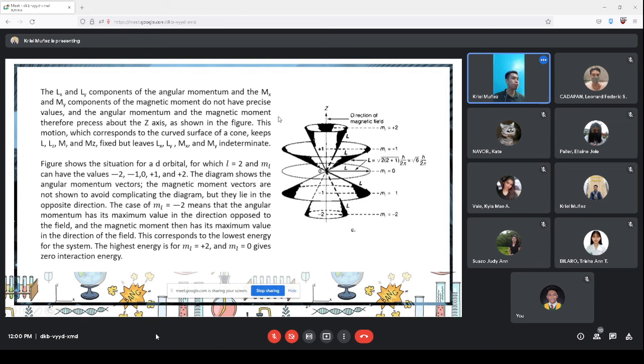This motion, which corresponds to the curved surface of a cone, keeps L sub z, M, and M sub z fixed, okay? But leaves L sub x, L sub y, M sub x, and M sub y indeterminate, right? All because, class, we know for a fact na kung ang L sub z natin ang tinitingnan, kasi yung z-axis, we know for a fact na sa Hamiltonian operator natin, sa L square natin, siya ay commuting. And hindi siya commuting with the L sub x and L sub y. So hindi din dapat commuting si M sub x and si M sub y with M and M sub z. Got it? So figure shows this one, the situation for the d orbital.